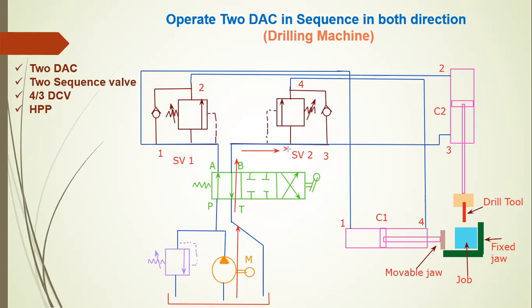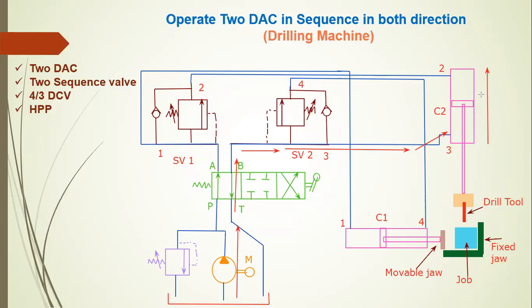The oil is freely passed to the bypass line, or to the bottom side of the second cylinder, C2. At this point the cylinder retracts and moves the piston cylinder arrangement in the upper direction. So this is called removing the drilling tool from the workpiece. Here is the drilling tool. We remove it from the workpiece, and this piston cylinder assembly moves in an upward direction.